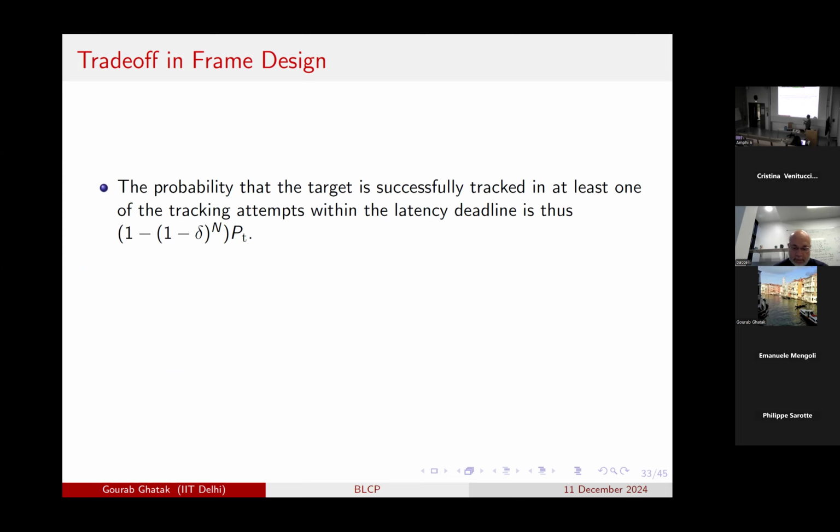Now the probability that you will get at least one access, if delta is your MAC parameter or Aloha parameter, is 1 minus you never get access, which is 1 minus delta to the power n. N is the number of blocks. If you get access, PT is the tracking probability of successful tracking, the probability that L is greater than nu.